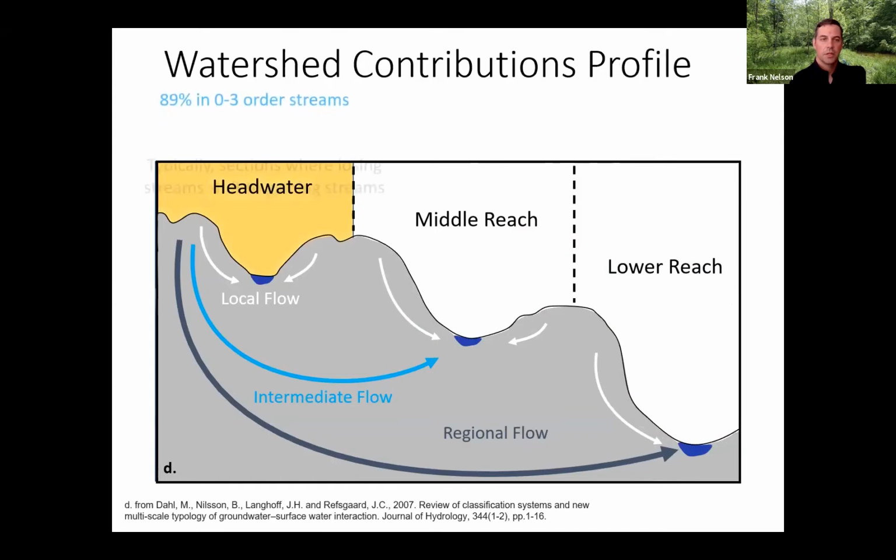What's a better predictor, quite honestly, is where it is in the watershed. A lot of times our karst fens occur within the headwaters in 0 to 3 order streams. And typically in these sections where losing streams shift to gaining streams. And so this is really important when we're thinking about what are the areas that are contributing to this groundwater discharge.